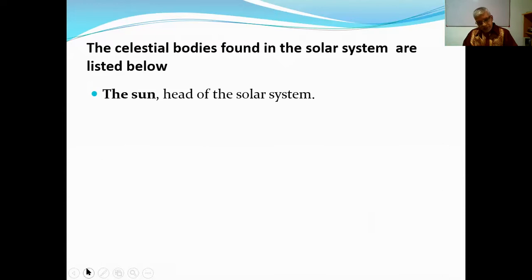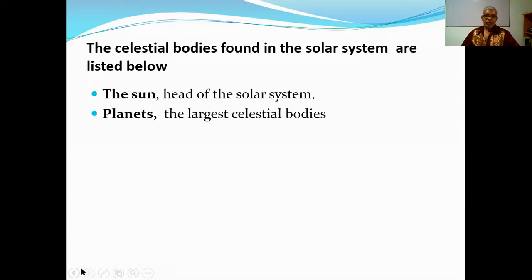Then meteorites. Meteorites are small rock pieces that can be found in space, and a large amount of them can be found within our solar system also. Therefore, these are the things that can be found in the solar system. The sun, the head of the solar system, then planets, the largest celestial bodies.